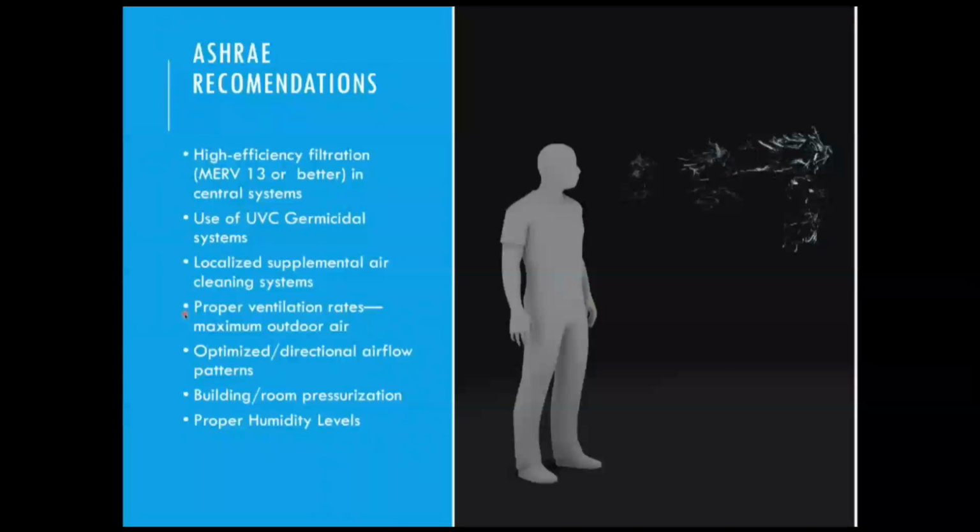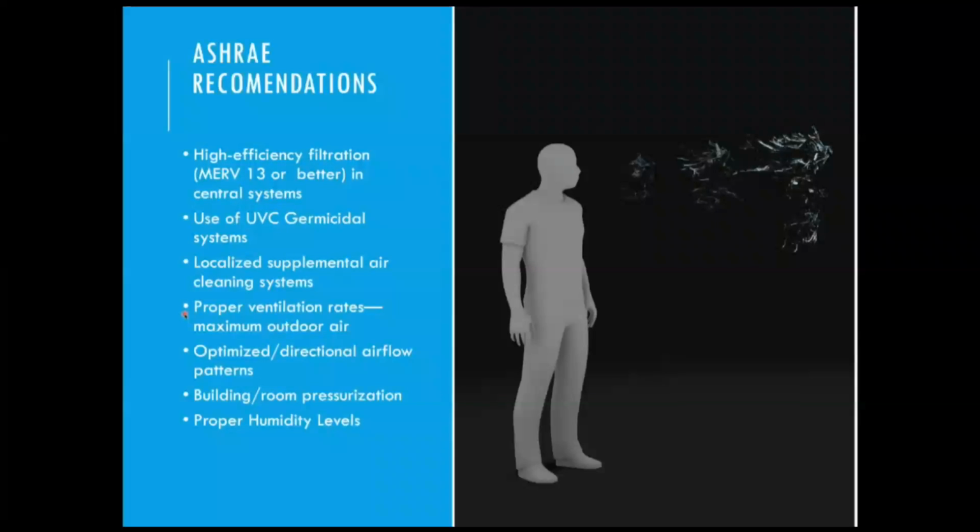So what does ASHRAE recommend to help stop that? Specifically, MERV 13 or better filtration in central systems. Now it's interesting, just as a factoid, back in 2012 after SARS, they did a lot of work around reduction of risk with various filtration levels, and far and away the biggest bang for the buck was going to 13 from anything below it. Going beyond 13, the benefits are increasingly smaller, but there's a huge benefit to get to at least there.